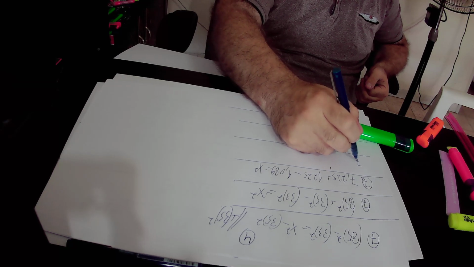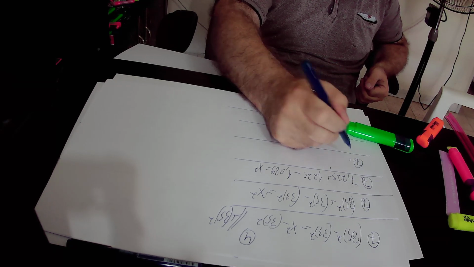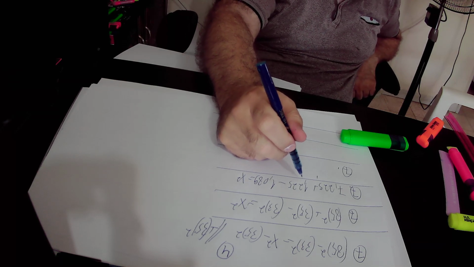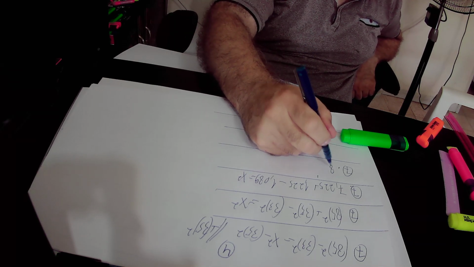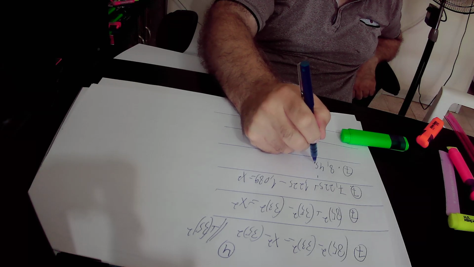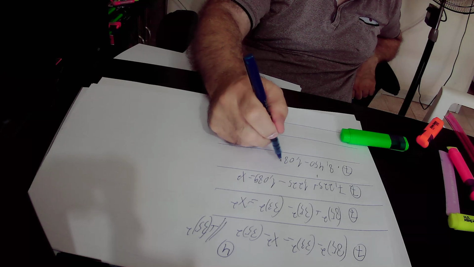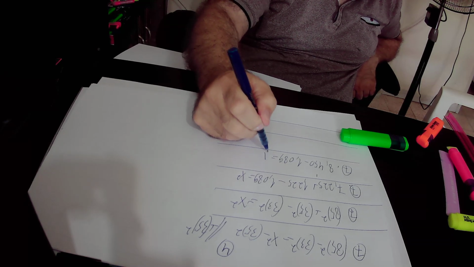So here 7,225 plus 1,225 is 8,450 minus 1,089 equals to x squared.